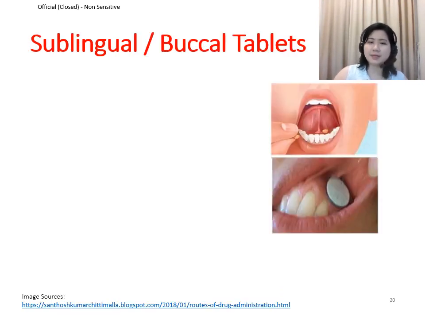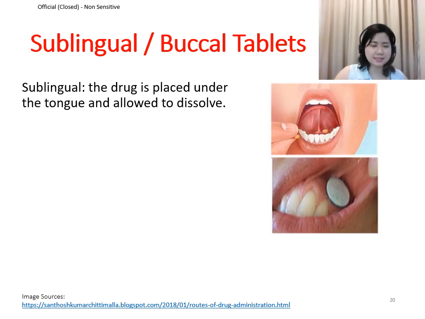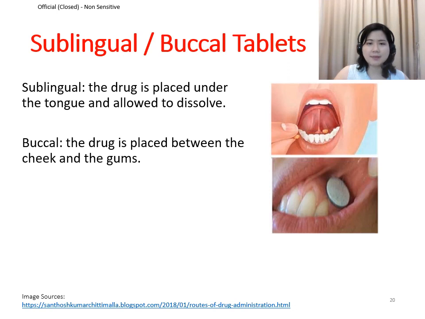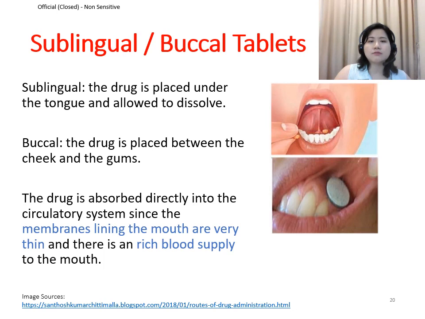Besides tablets that are meant to be swallowed, there are also sublingual and buccal tablets. Sublingual tablets are placed under the tongue and allowed to dissolve. Buccal tablets are meant to be placed between the cheek and the gums. For both sublingual and buccal tablets, the drug is absorbed directly into the blood. This is because the membranes lining the mouth are very thin, allowing the drug to pass through easily. And there are also many blood vessels under the tongue and on the inside of the cheek.